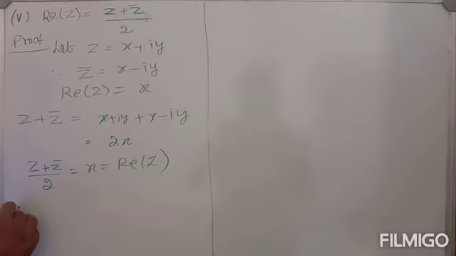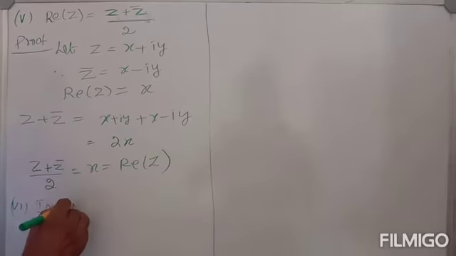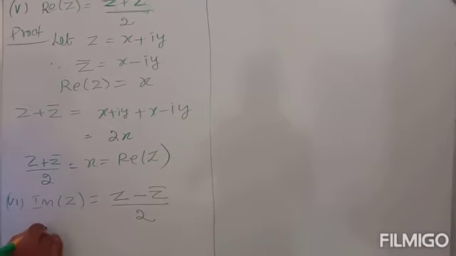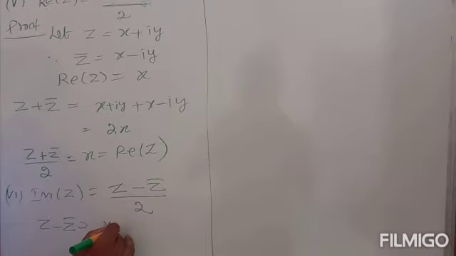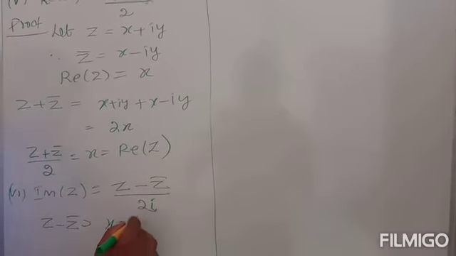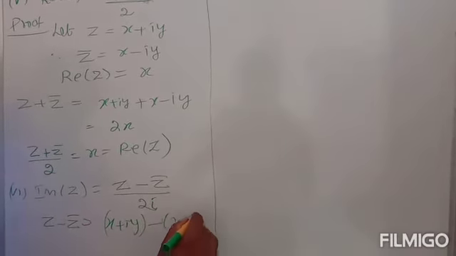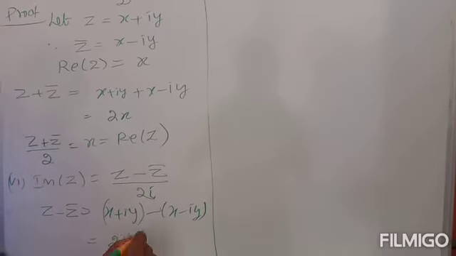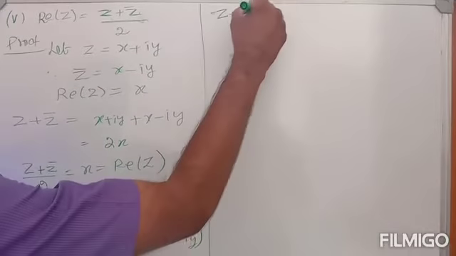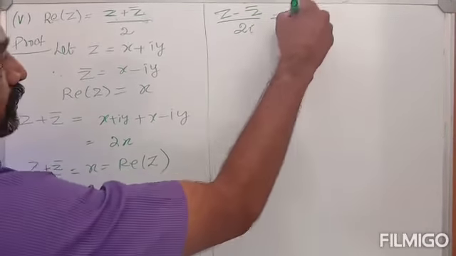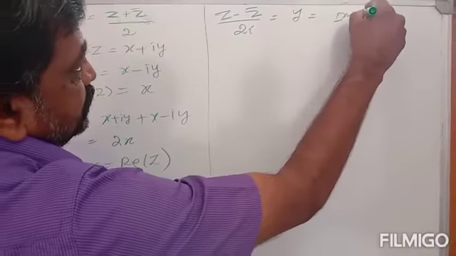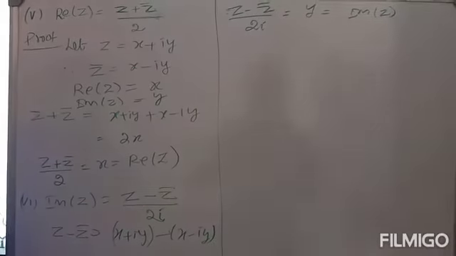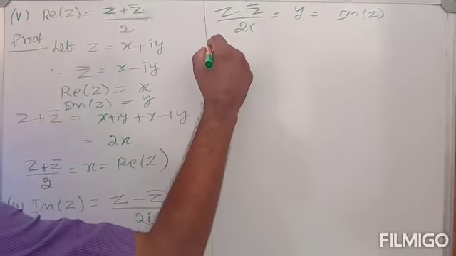Next, sixth property, that is imaginary part of z is equal to (z minus z bar) by 2i. But now z minus z bar is equal to x plus iy minus x minus iy. So that is equal to x minus x cancel, iy plus iy, that is equal to 2iy. So now (z minus z bar) by 2i equal to y, that is equal to imaginary part of z. Imaginary part of z is equal to y. Next, seventh property.